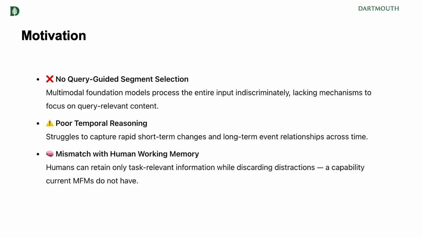Second, these models are weak at temporal reasoning. They struggle to handle both short-term dynamic changes and long-term dependencies in multimodal data. This greatly limits their ability to understand events that evolve over time. Humans, on the other hand, are good at selectively attending to information that matters, guided by a goal or question. It's the idea of a task-driven, selective, memory-inspired solution: temporal working memory.